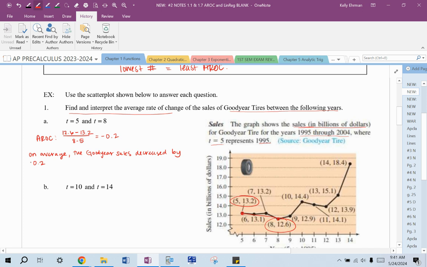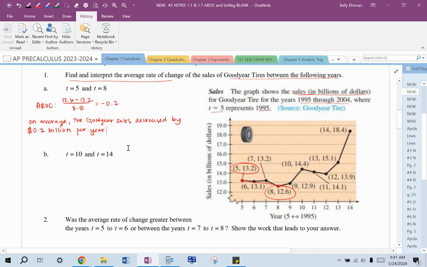What is the label on this? Billions of dollars. So I'm tossing a dollar sign in front, or you could write billions of dollars if you want. And then instead of saying as X increases by 1, I would just say per year. That's what we're really talking about. Negative 0.2 billion dollars divided by 1 year is what we went with.